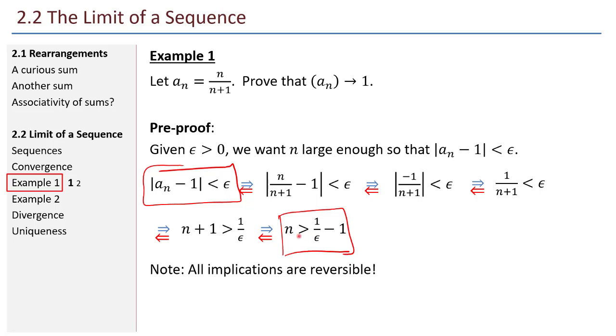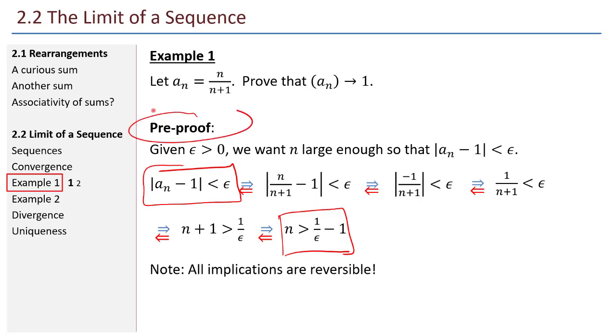So let's start at where we ended up, and let's trace it backwards. If little n is greater than 1 over epsilon minus 1, then n plus 1 is greater than 1 over epsilon. That implies 1 over n plus 1 is less than epsilon. That implies this statement with absolute value. That implies this other statement, which implies the absolute value of a sub n minus 1 is less than epsilon. That's actually what we wanted.